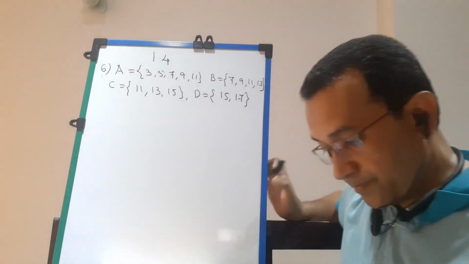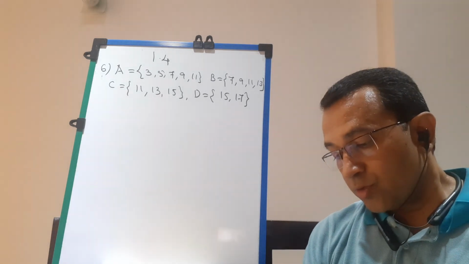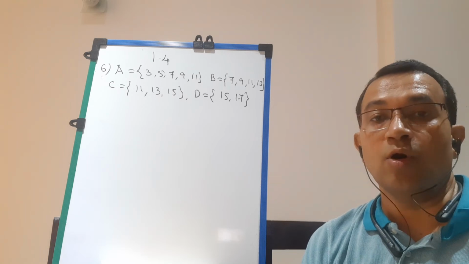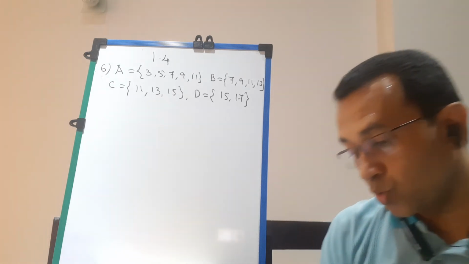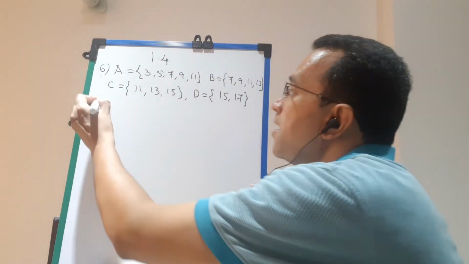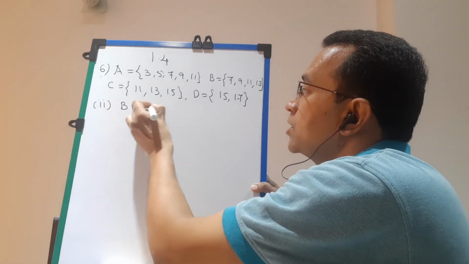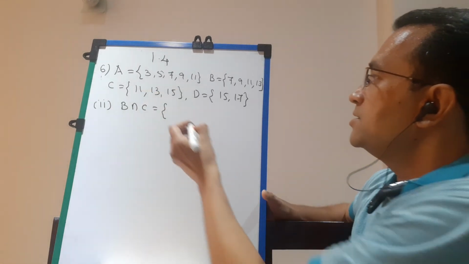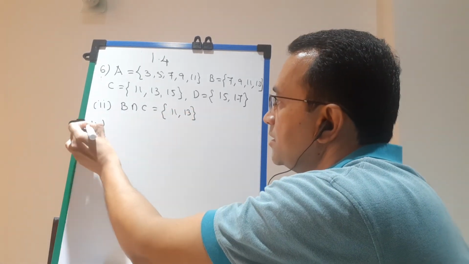Okay students, here there are 10 parts in total. So students, I am doing all the even parts here and leaving the odd parts as homework. Even parts, so second, B intersection C. What is common between B and C? The answer is 11 and 13. And all of you can easily understand that.